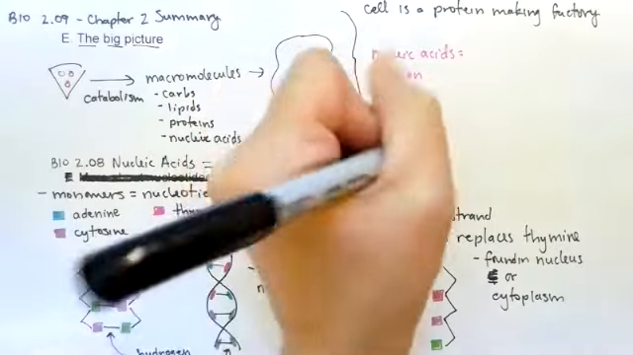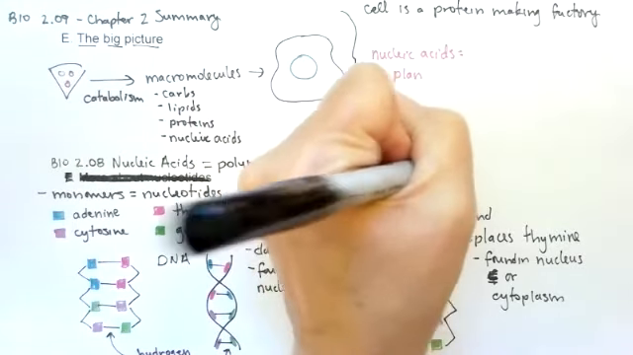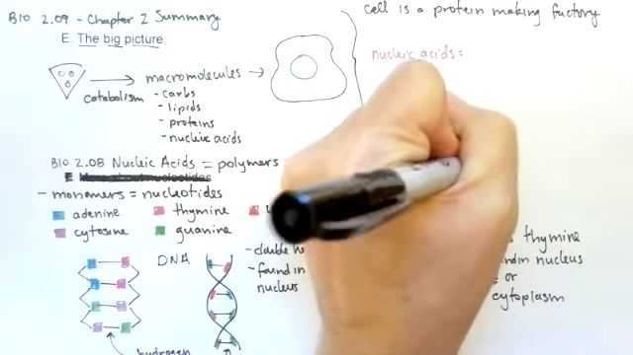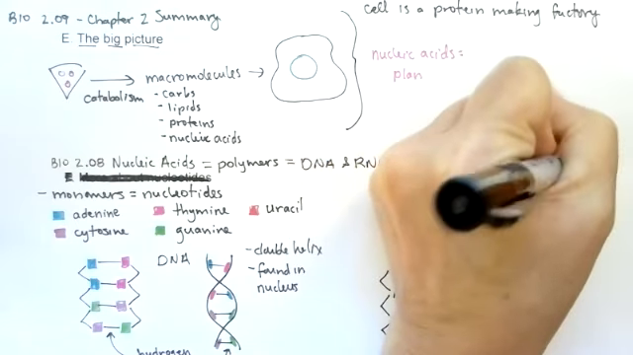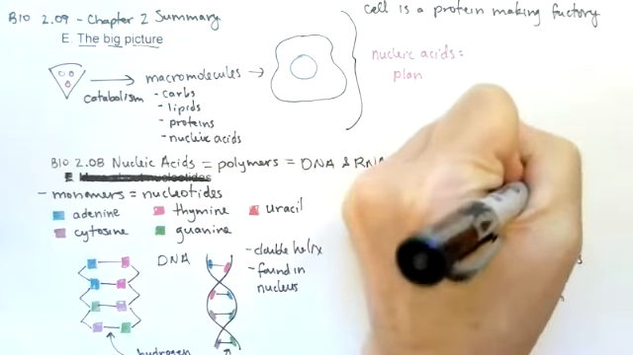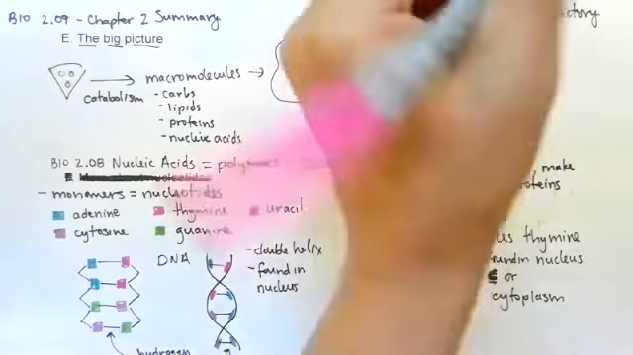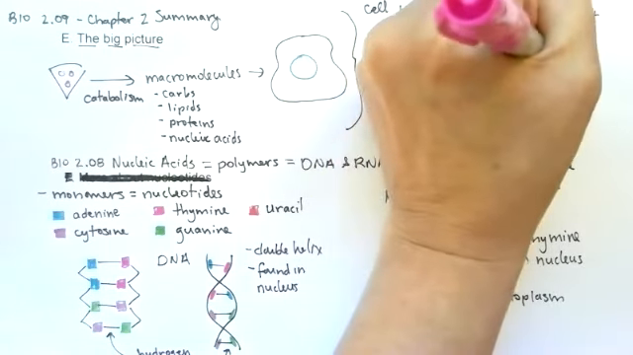The whole point is to have the plan to grow, to repair, to make proteins. That's the whole purpose for nucleic acids. So we've got these nucleic acids and they have a plan. And the plan is we want to primarily make proteins.